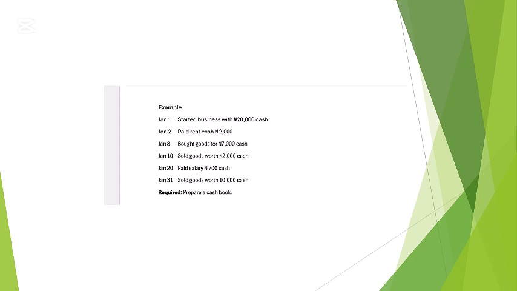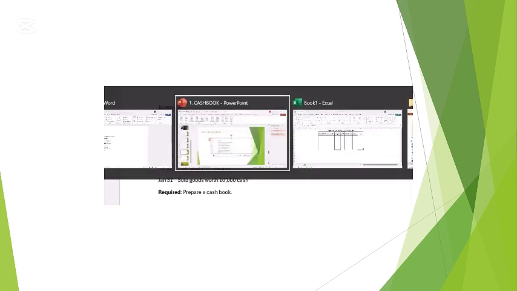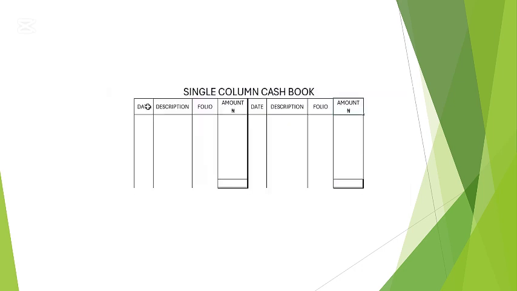Let's prepare the cash book first, because we are asked to prepare the cash book. This is a cash book. We have date, particular, which can also be called description, then folio, amount, and then the same on the other side: date, description, folio, amount. This is a single column cash book. Make sure you enter the naira sign.